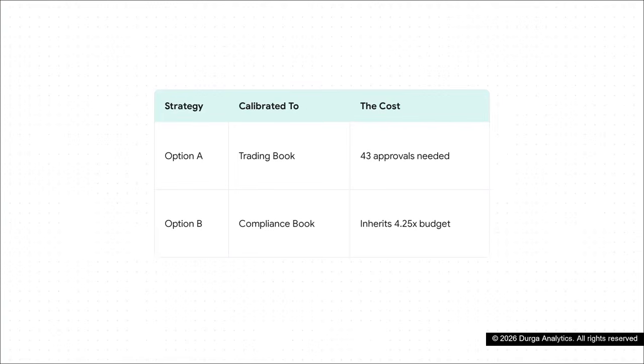So what is the cost of ignoring this? We know firms absolutely love standardizing governance. It's cheaper to build, it's easier to audit.